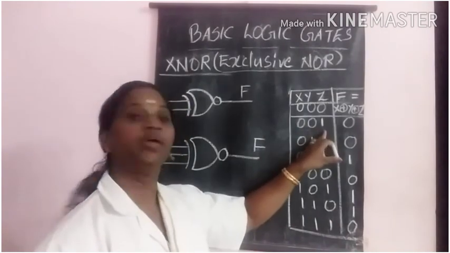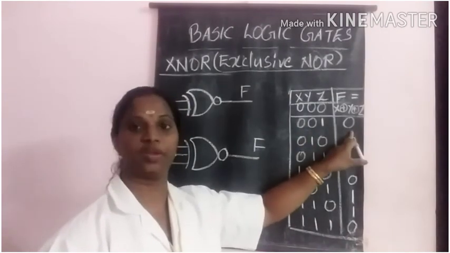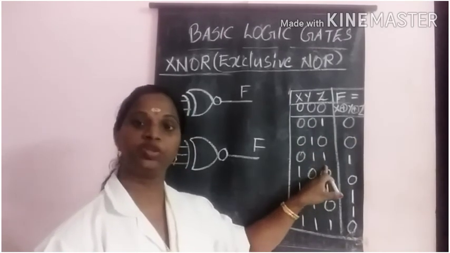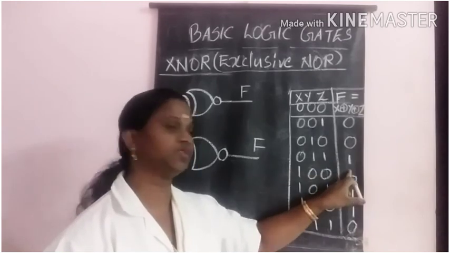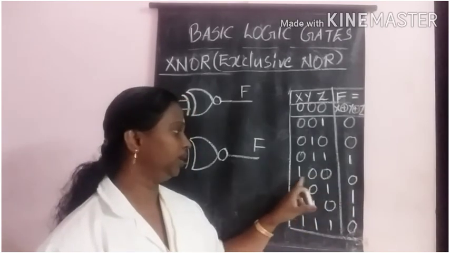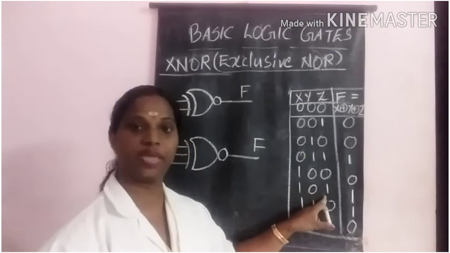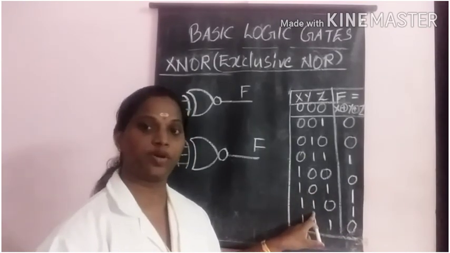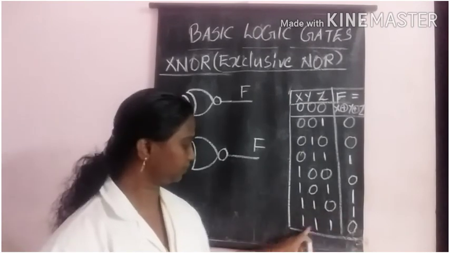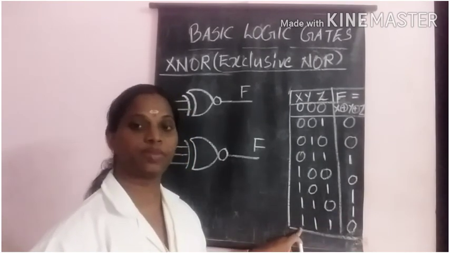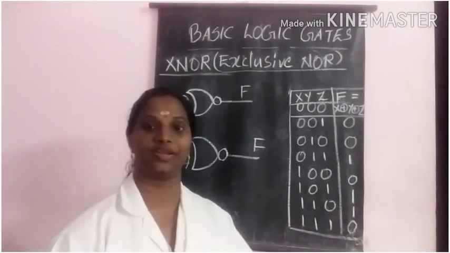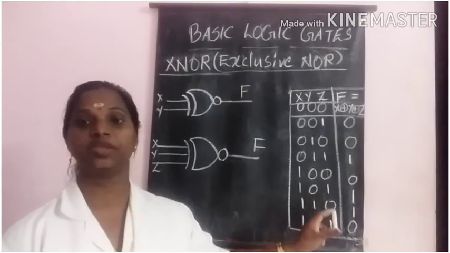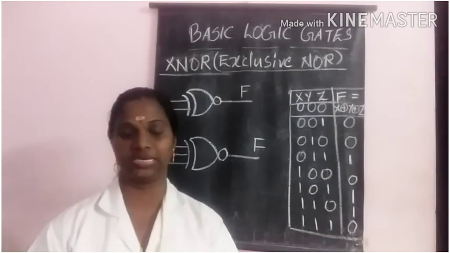So here one 1, it is odd, so the output is 0. Here odd, output 0. Here two ones, 2 is an even number, so the output is 1. Here output 0. Here an even number of ones, output 1. Here also an even number of ones, output 1. Here three ones, an odd number of ones, so the output is 0. So this is the representation and truth table for the XNOR gate.